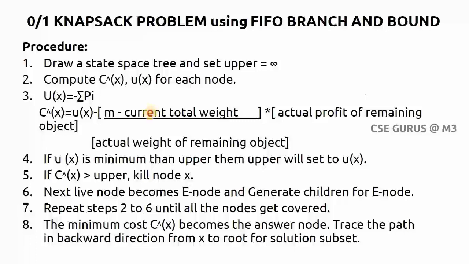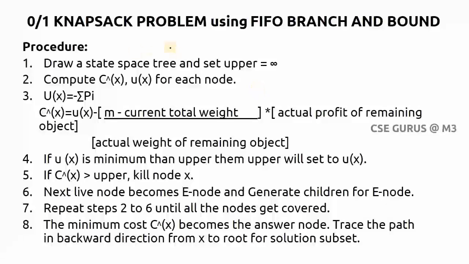So let us consider the example. I am taking 4 objects here, with profits like this and weights like this, and of course I'll take the bag capacity m as 15. So here we'll solve it by FIFO branch and bound. Draw a state space tree and set upper equal to infinity. So I'll create a node here, that is node 1, and I take one variable upper whose value is infinity.